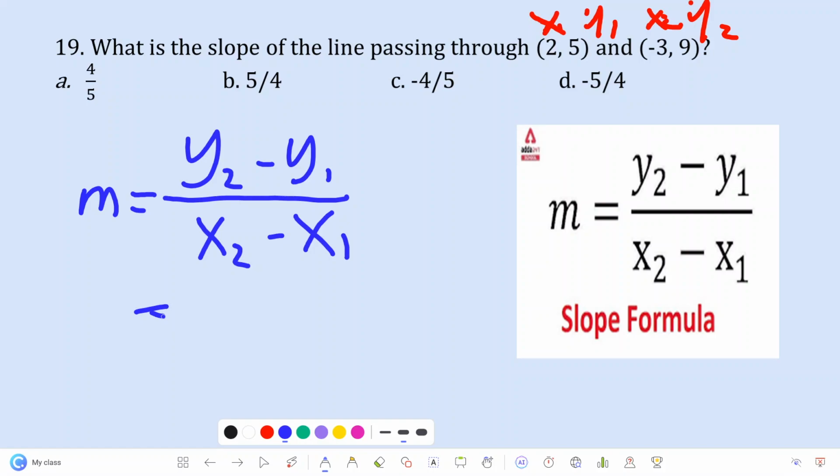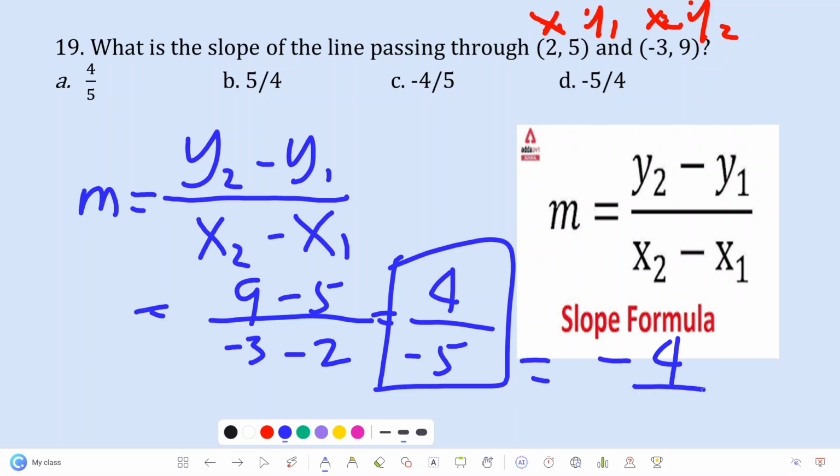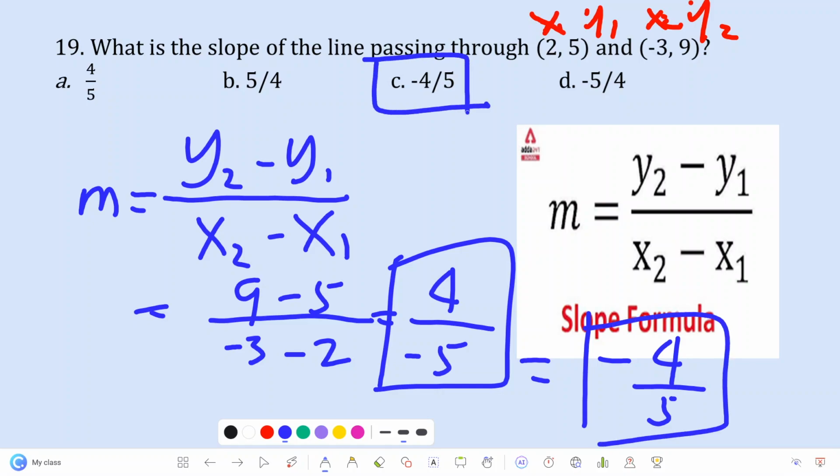Ano ba ang y sub 2? Y sub 2 mo is 9 minus y sub 1 mo na 5. Tapos ang x sub 2 mo is negative 3 minus x sub 1 na 2. So this will be equal to 9 minus 5 is 4 and negative 3 minus 2 is negative 5. Okay, so you have 4 over negative 5 or you can simply write this as negative 4 over 5. So ang correct answer is letter C. Okay, so let's proceed to item number 20.